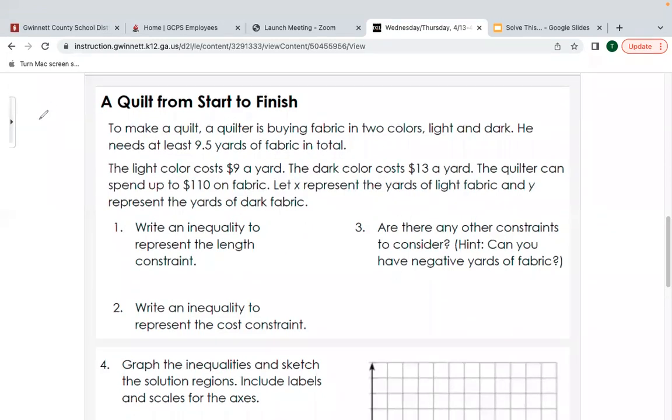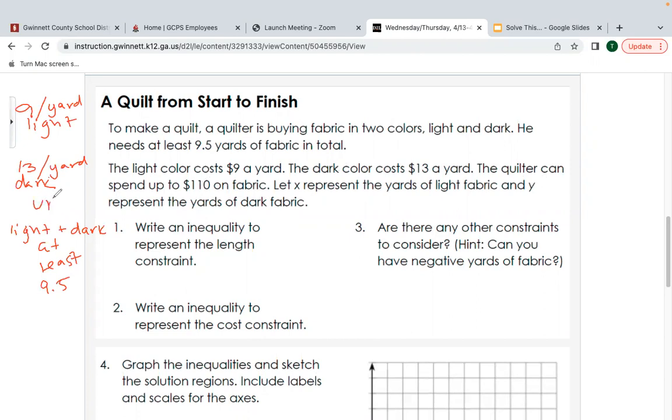We got light and we got dark fabric, and it said light plus dark fabric. We need at least 9.5 yards. That's what they told us. The light color costs $9 a yard. And the dark color costs $13 a yard. The quilter can spend up to $110 on fabric.